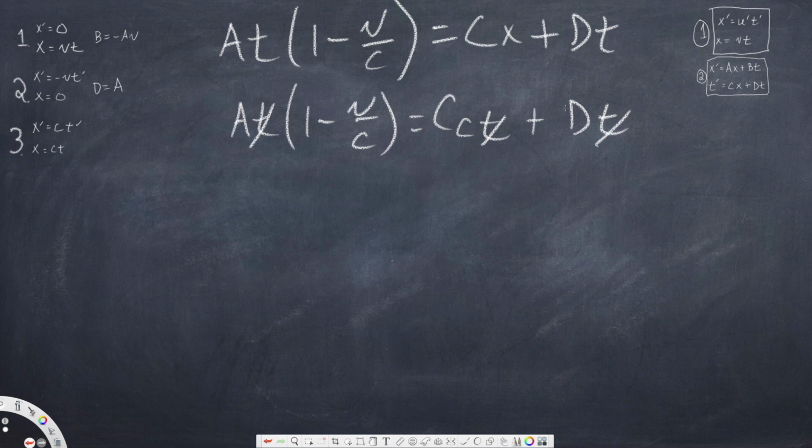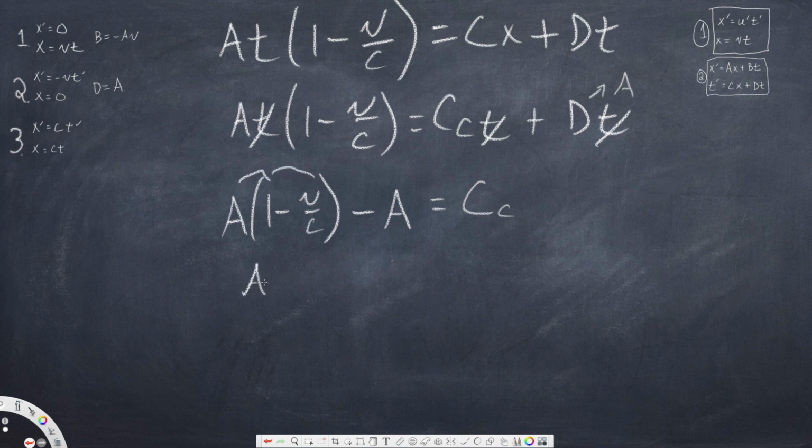We also know that d is a. So if we move that to the other side, we'd have a times 1 minus v over c minus a equals c times the speed of light, c. If we were to substitute these back in, we would get a minus a v c minus a, and these two a's cancel. So that cancels and that cancels, and we are left with negative a v over c equals c c.